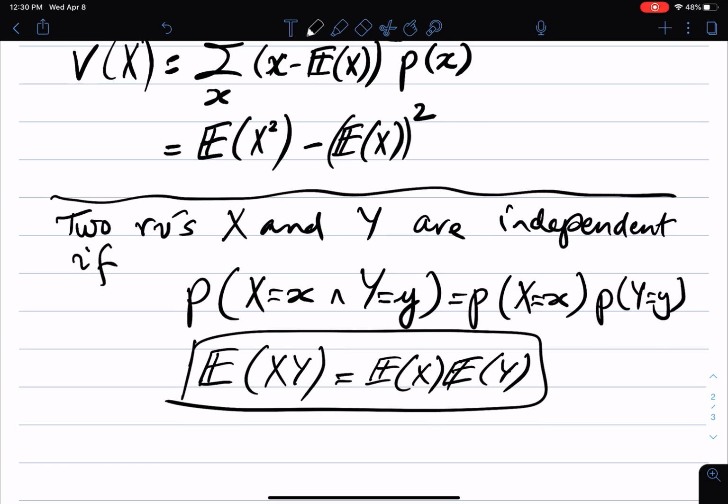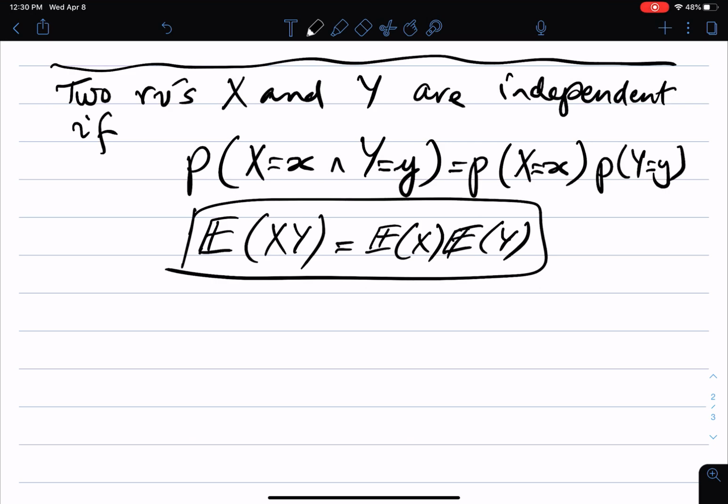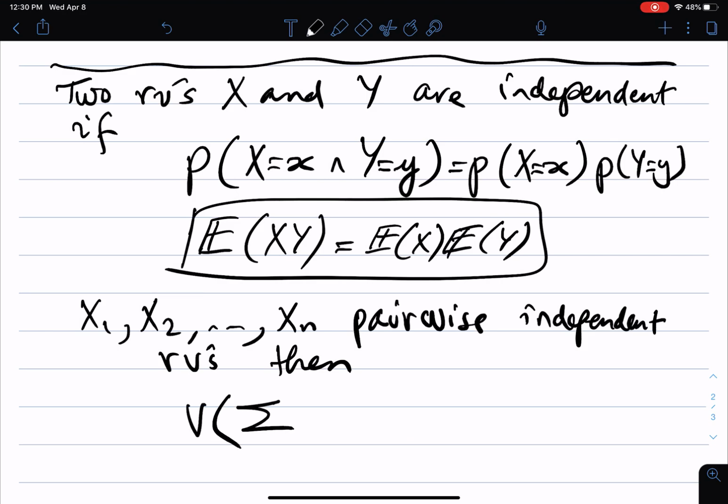If the two random variables are independent, then you can say that the expected value of the product is the product of expected values. And when it comes to variance, now we have the linearity under the assumption of independence. So if X1, X2 all the way to Xn are pairwise independent random variables, RVs, then what does pairwise independent mean? It means X1 and X2 are independent, X1, X3 are independent, and so on. Then the variance of the sum of these variables is the sum of the variances. But again, you have to have this assumption of independence, and this is very important.